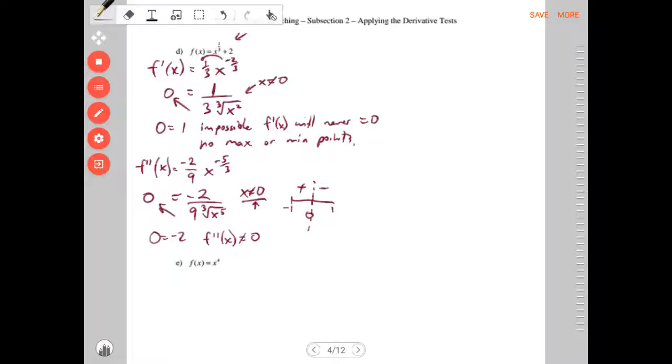Even though f double prime didn't work out, there were no zeros for it, it was undefined at x is 0, but our original function isn't. F of 0 for the original function, x to the 1/3, so 0 to the 1/3 is 0, and then plus 2, so f of 0 is just 2. So that means that (0, 2) is an inflection point.